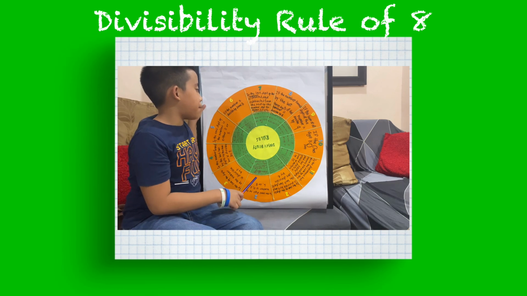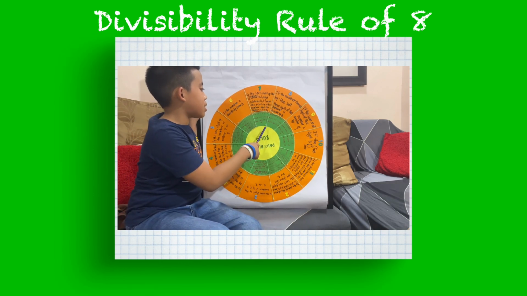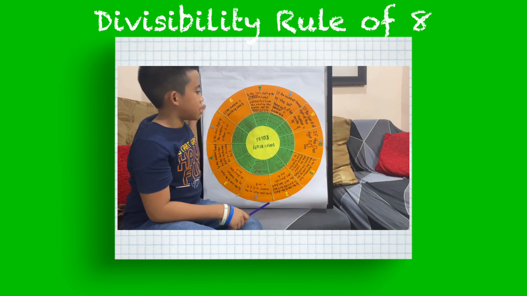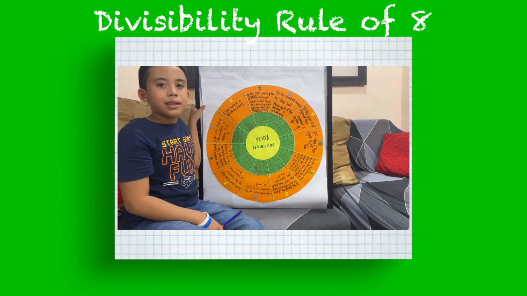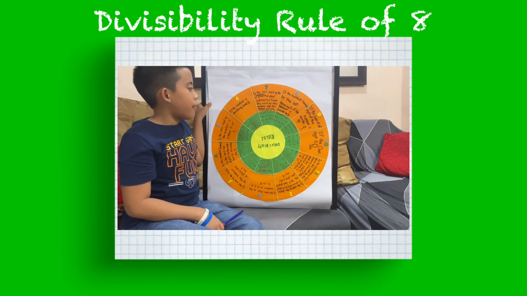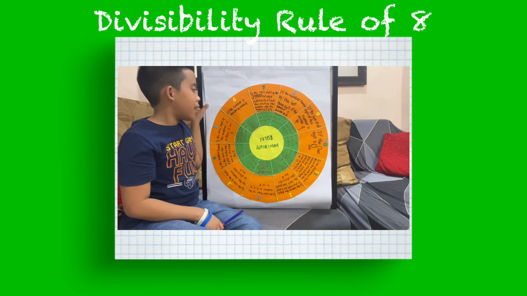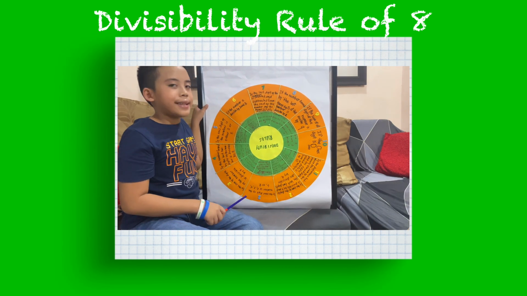The last example is 160. 160 divided by 8 equals 20. And 20 is a whole number. Therefore, 160 is divisible by 8.